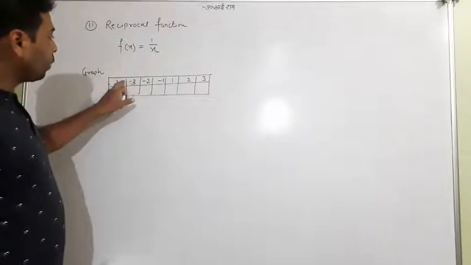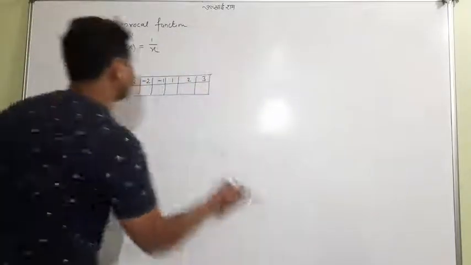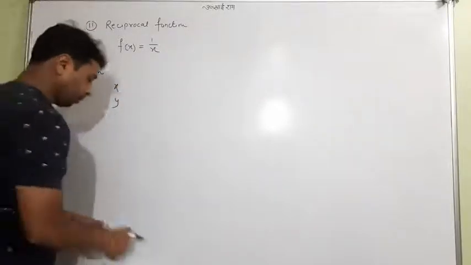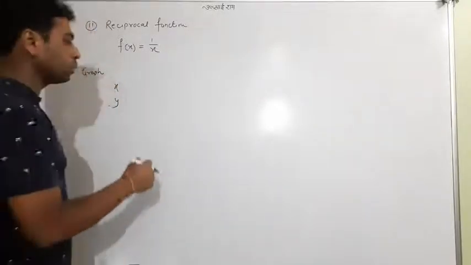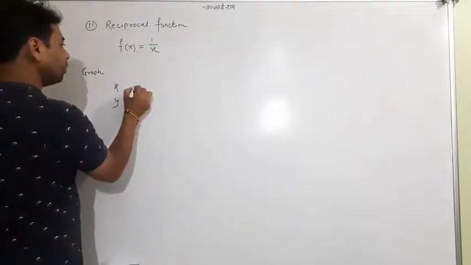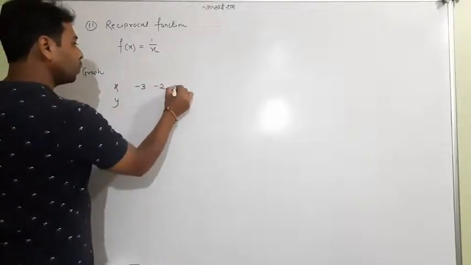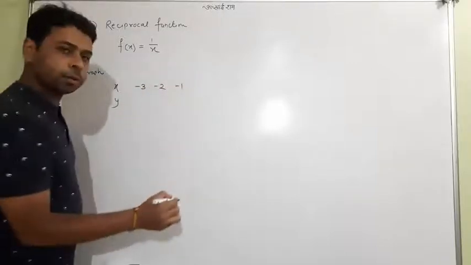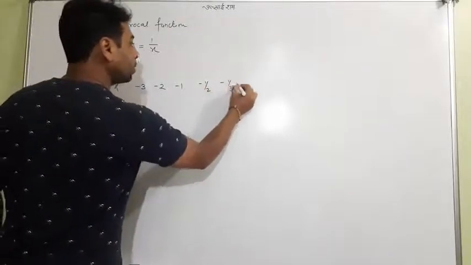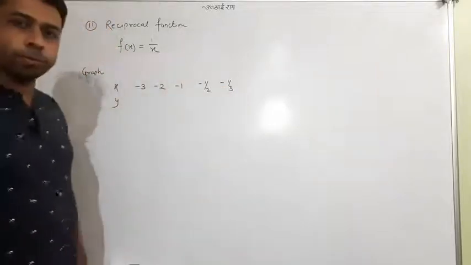What do you get when you put x equal to some value? Okay, let me do it again. Suppose it is x, it is y. First I choose some negative values, like minus 3, minus 2, minus 1, minus 1 by 2, minus 1 by 3. Okay, this is enough.